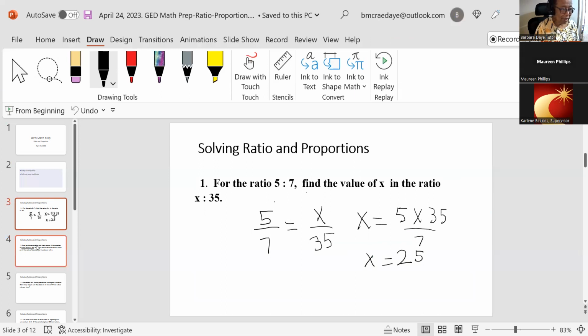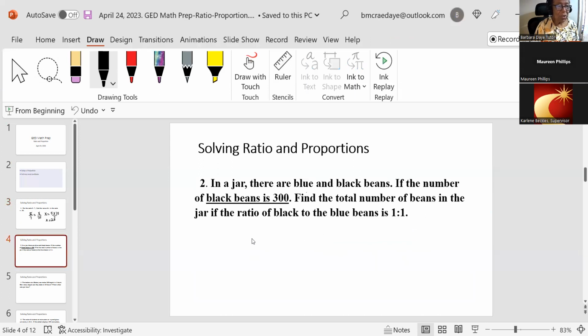300, that's it, 300. Very good. So what's the total? 600. That's it, you got it. So the ratio is 1 to 1, let me just put it here.